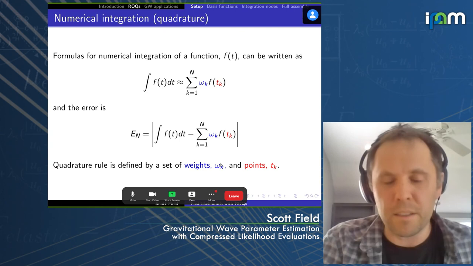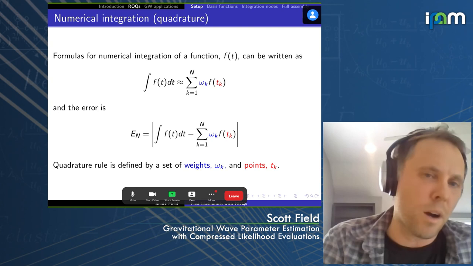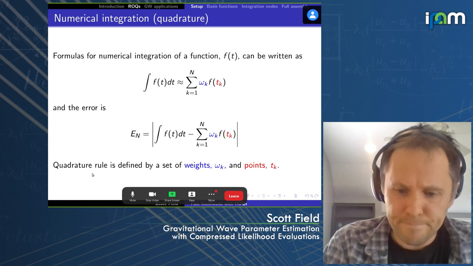And if you knew these two things, if you could sample your function, you could build up the sum, and that would be some approximation for the integral. And you could go about measuring the error using this formula here.